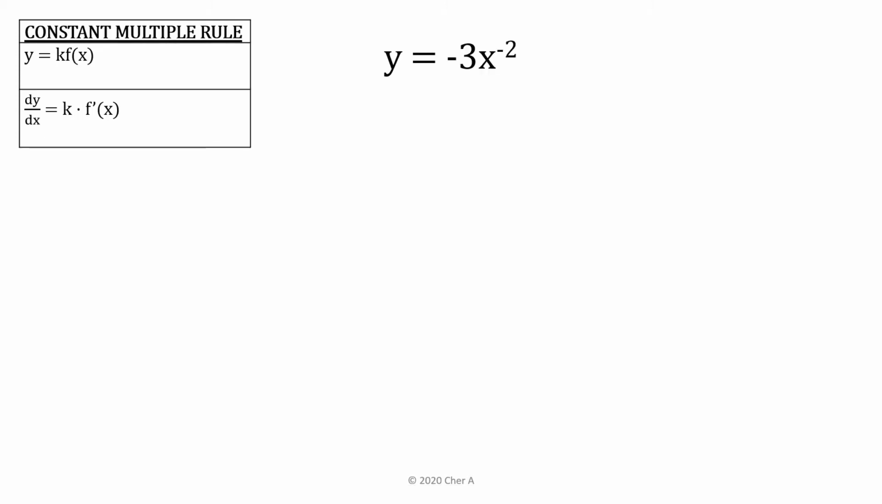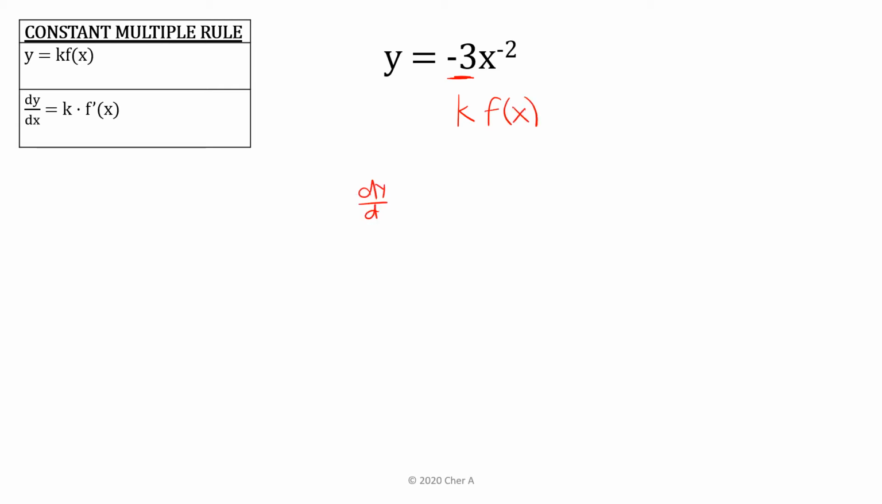Let's look at another example. y equals negative 3 x to the power of negative 2. There are so many negatives here, but don't worry, it actually is quite simple. So let's look for our k. Our k is negative 3, and our function of x will be x to the power of negative 2.